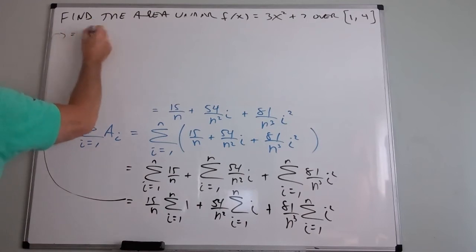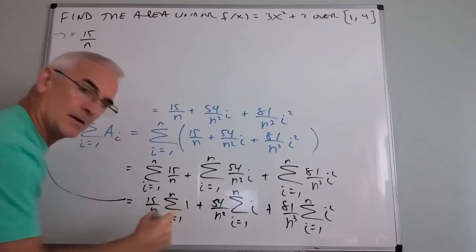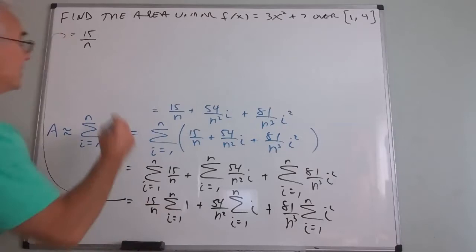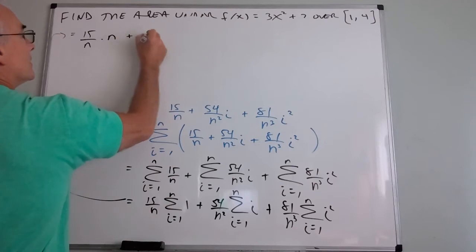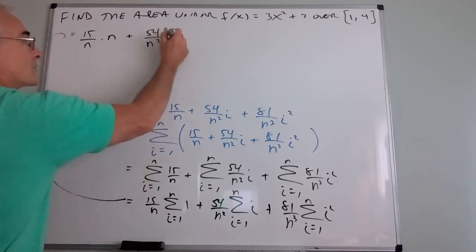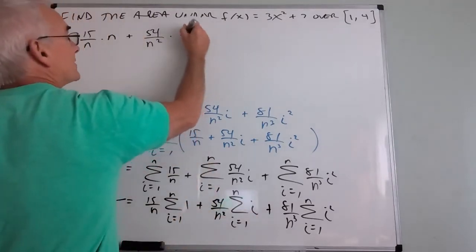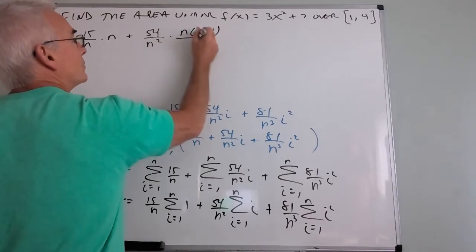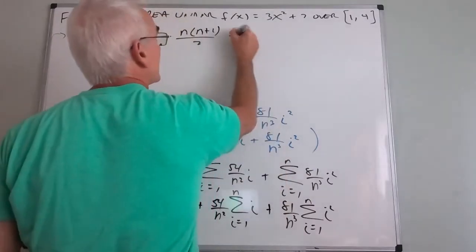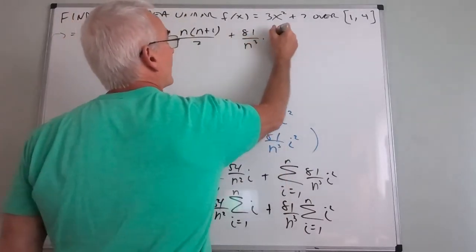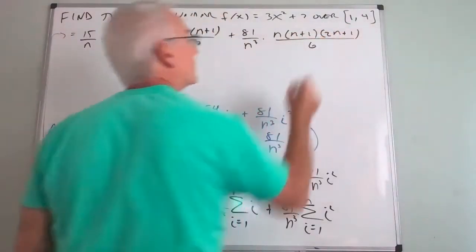Well, didn't we say the sum from i equals 1 to n of the number 1 would just be n? I'm adding 1 plus 1 plus 1 n times. Oh, well, that's kind of nice. Plus 54 over n squared times what? Well, let's see. We have a summation formula for that. That's Gauss's formula. That's n times (n plus 1) over 2. Okay. And then this guy here, that was n times (n plus 1) times (2n plus 1) over 6.